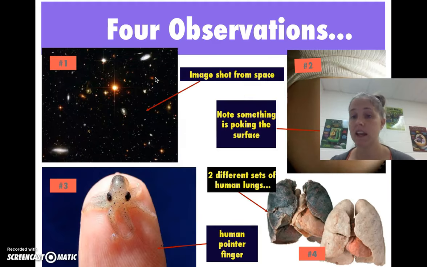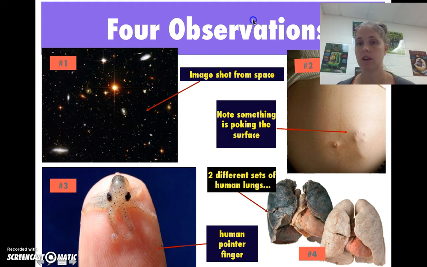So to begin, in your scientific notebook, go ahead and look at these pictures. Okay, look at these pictures really quick, and I would like you to give me 4 observations, one for each picture. So go ahead and pause your video right now and give me 4 observations, one for each picture.